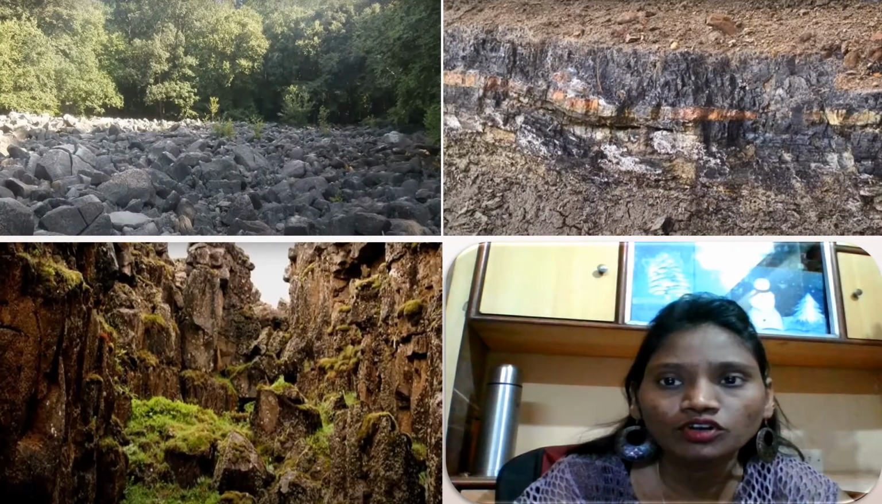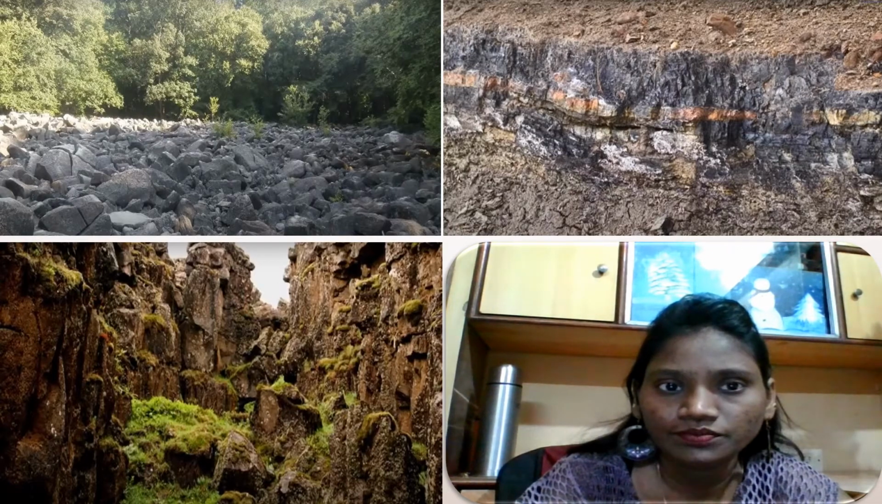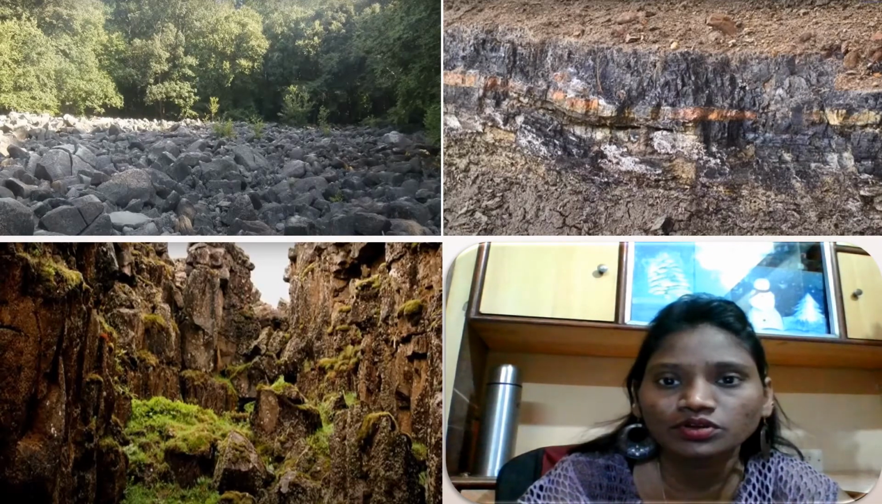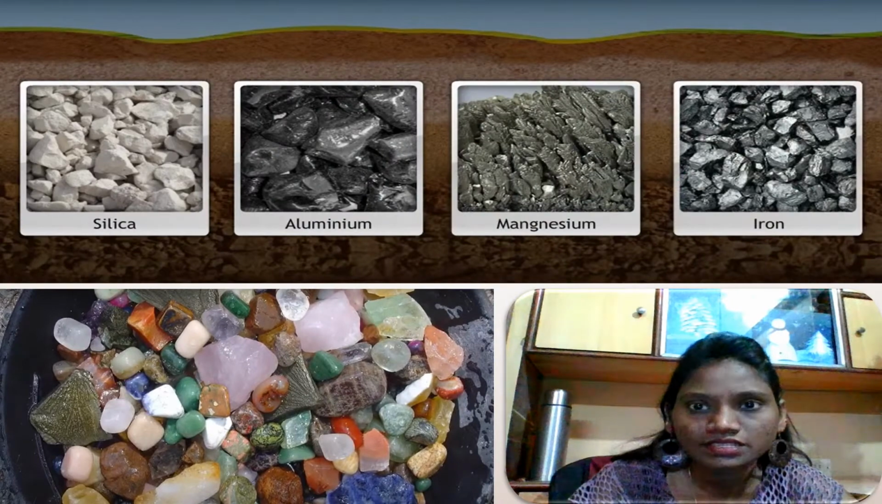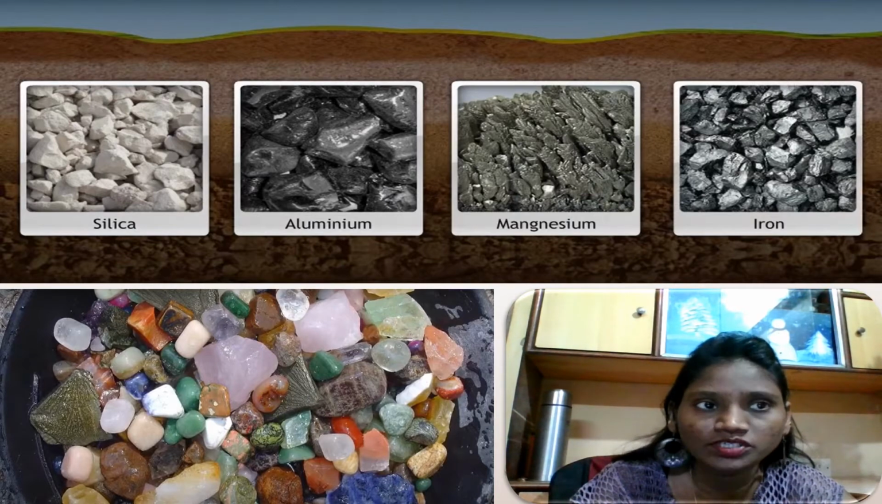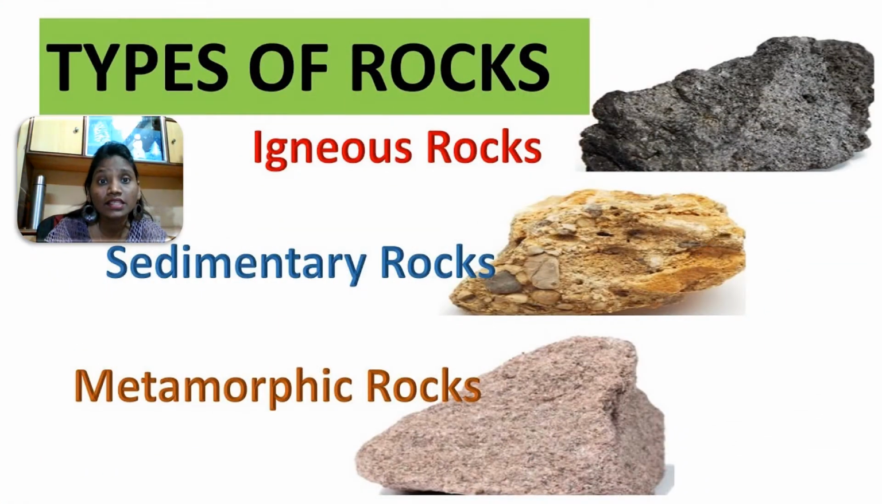The properties of rocks depend on the constituent minerals and their proportion, as well as on the formation process. Silica, aluminium, magnesium, and iron are the major rock formation minerals. There are other minerals too in different rocks. Types of rocks. There are three types of rocks according to their formation process: igneous rocks, sedimentary rocks, metamorphic rocks.